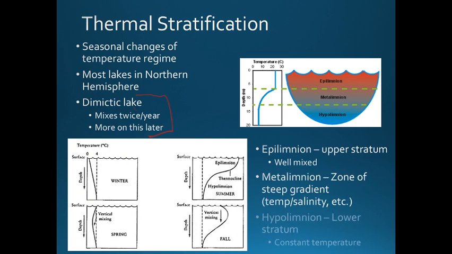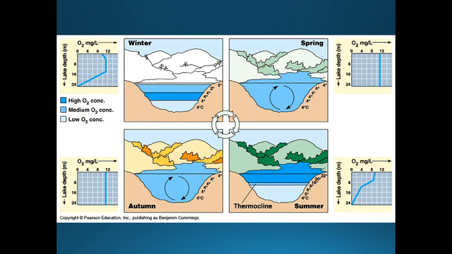Oh, I forgot. Here is where I define what an epilimnion is. Epilimnion is the upper stratum of a lake. It's well mixed, right? The metalimnion is a zone of steep gradient. Now that's usually temperature, but it could be salinity. And then the hypolimnion is that lower stratum of constant temperature. So spend some time thinking about these graphs and these diagrams, because it's really important to understand what's going on in a dimictic lake.